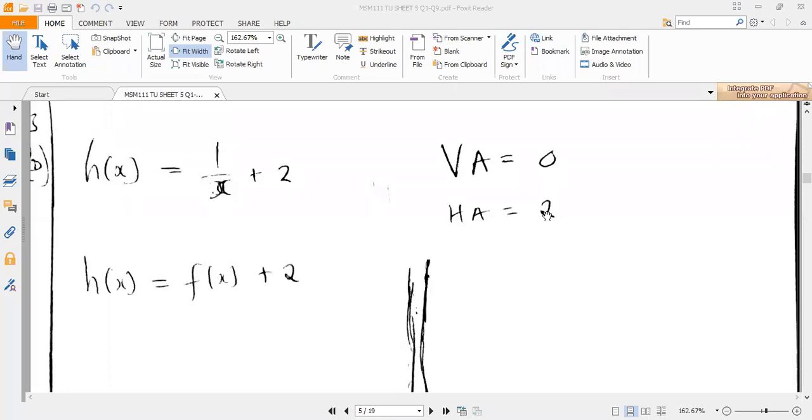Yes, go ahead, please, Mr. Isaac. Okay, sir. The vertical asymptote, you have said it's 0. So since the vertical asymptote passes through the x-axis, when we say the vertical asymptote is x equals 0, doesn't it mean that it is the y-axis, because the y-axis is where x is equal to 0? Doesn't it mean that the y-axis is the vertical asymptote in this case? Yes, that's what it means, yes.